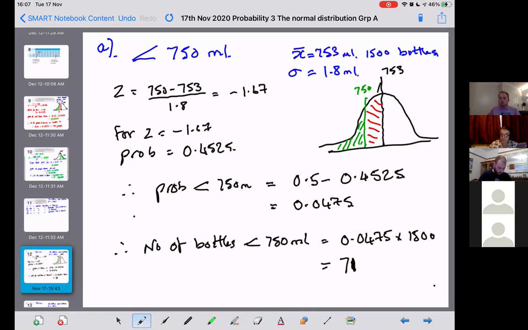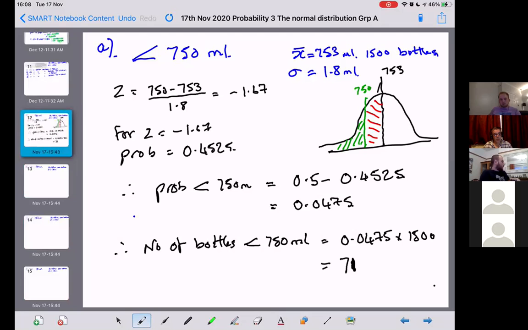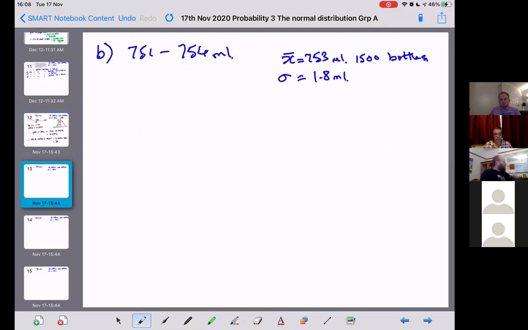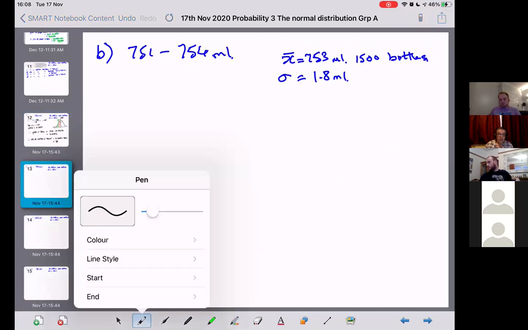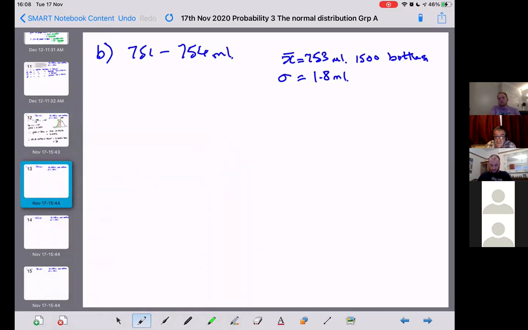So that's that problem. Because we were looking for a less than, that's going to be to the left, and we're going to find the area between that and the center line and take it away from half to find that green area. All okay with that? Good. No dissenting voices.